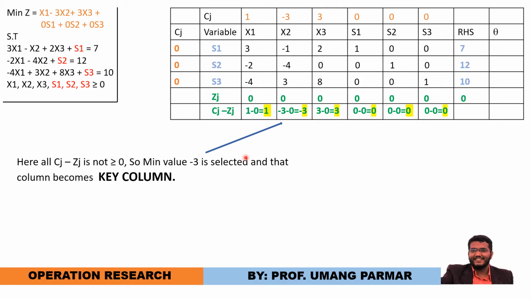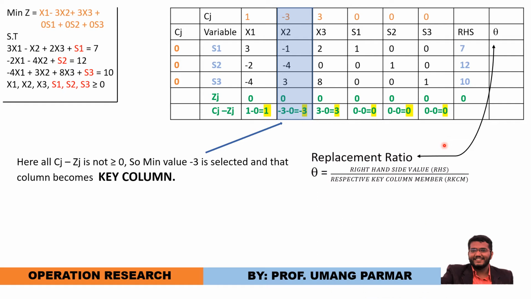So now we have the key column, that is the column of x2. This is my key column. Now I need to find out which will be my key row. For that we need to define the value of theta, and theta is nothing but the replacement ratio. It is defined as the ratio of the right hand side value of the constraint to the respective key column member.